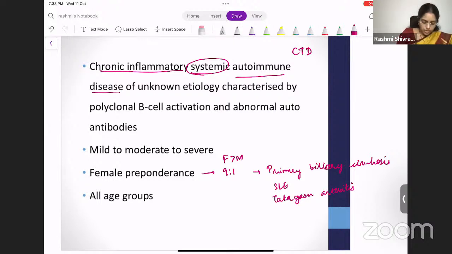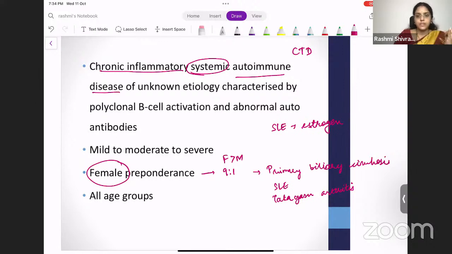Why do we say that there's a female preponderance? Because SLE is mainly estrogen driven, right? Because of this, females in the childbearing age are more commonly predisposed to developing systemic lupus erythematosus.